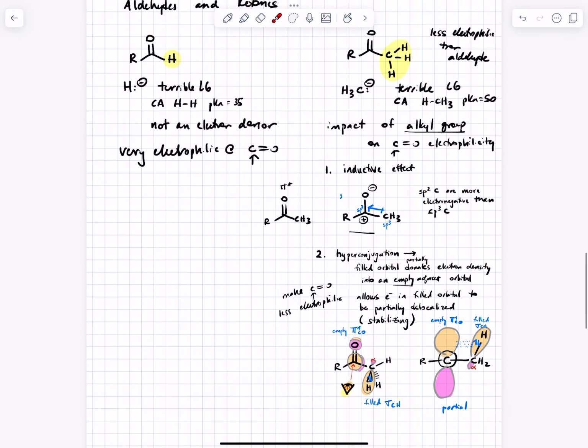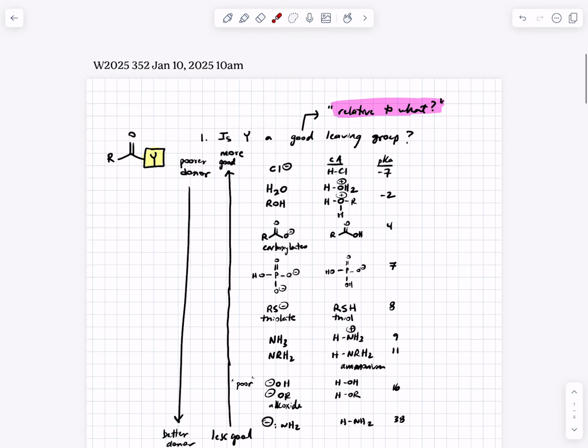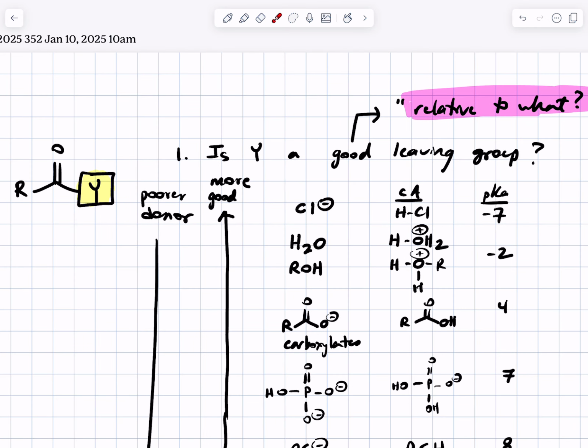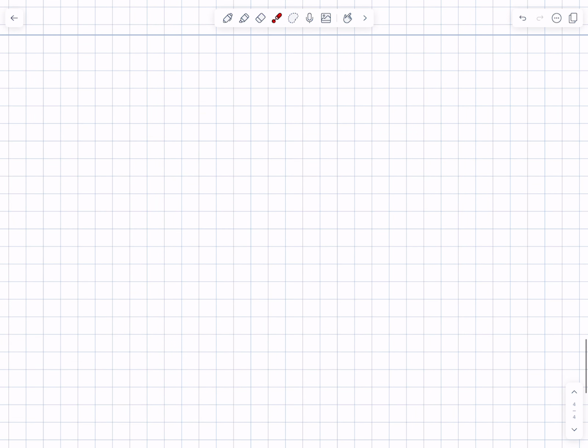All right, so what I want to do now is go back to the question we had last time. Is the Y group a good leaving group relative to what? And we're going to use that question to navigate mechanisms that carbonyl compounds can do, and then we're also going to use those mechanisms to piece together two characteristic carbonyl reactions that you will see again and again and again. So first, we're going to do carbonyl mechanisms.